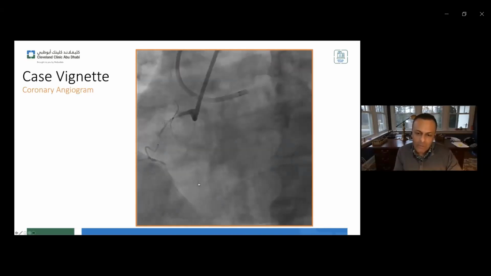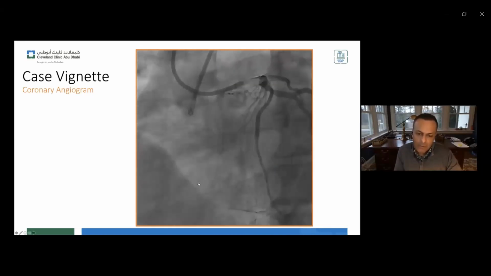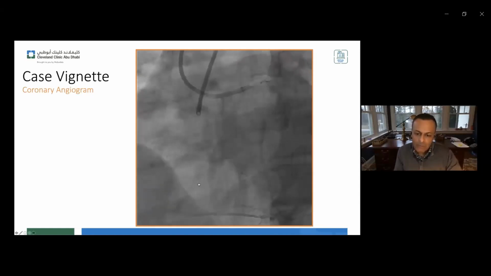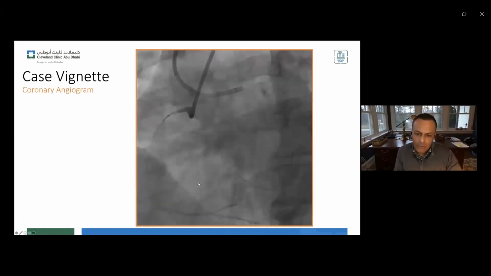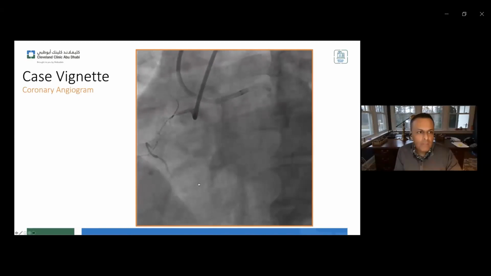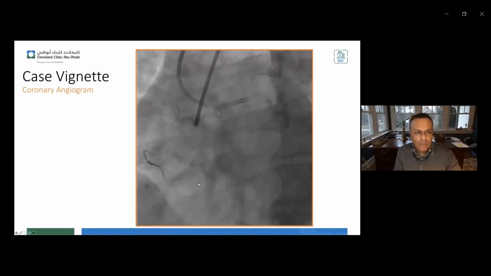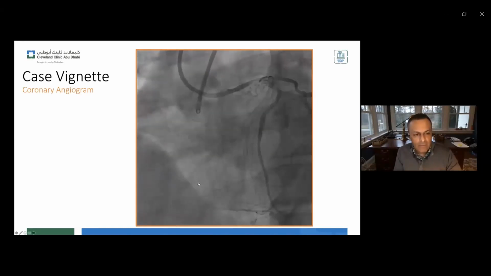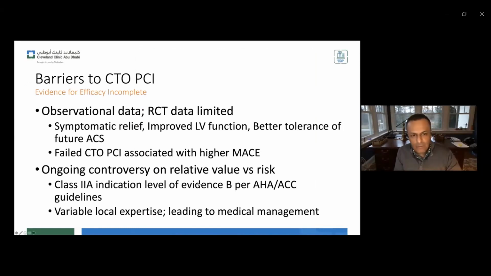But why is it that in many parts of the world, many parts of our country, this patient would be told medical therapy for this single vessel right coronary artery disease instead of revascularization? The biggest issues are that the data that we have is incomplete. Most of it's observational. There's very limited randomized clinical trial data.